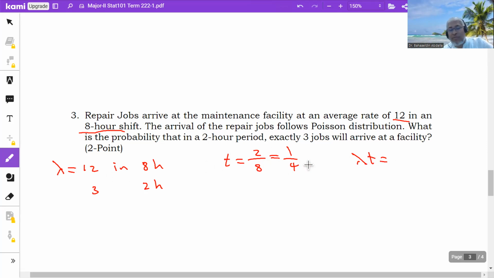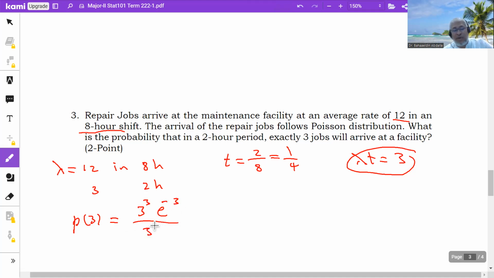Lambda is 12 times 1 over 4. So lambda times T would be 3, which we found here, okay? So this would be lambda times T. So he's asking about what is the probability exactly 3 jobs will arrive at a facility. So he's asking about probability of 3 using the formula lambda t, which is 3, to the power x, which is 3, e to the power negative lambda t, which is 3, over x factorial, which is 3 factorial.